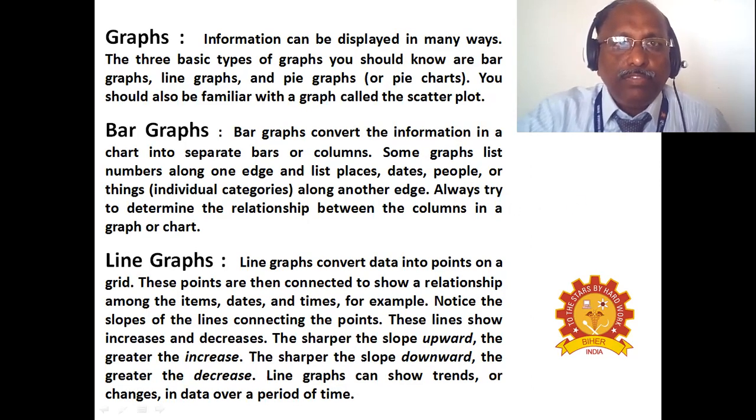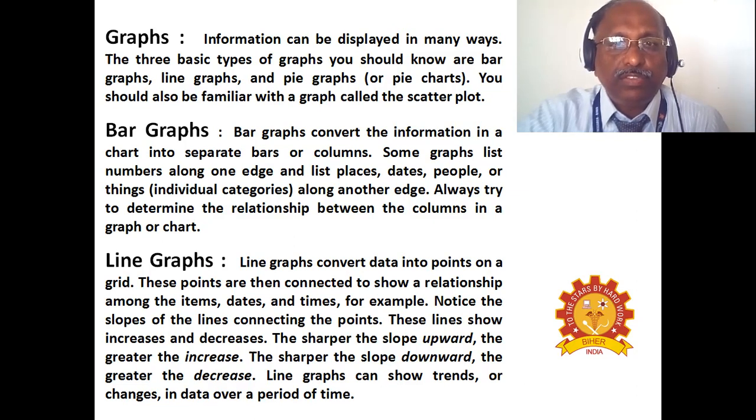So, graph information can be displayed in many ways. There are three basic types of graphs, which I already described before. And here, those types are bar graph, line graph, and pie graph. You should also be familiar with a graph called a scatter plot. A bar graph converts information in a chart into separate bars or columns. Some graphs list numbers along one edge and list places, dates, people, or things along another edge. Always try to determine the relationship between the columns in a graph or chart.